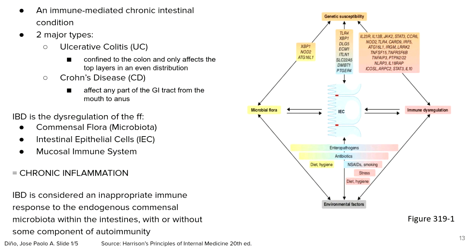Okay, Doc. So inflammatory bowel disease is the dysregulation of the following. There are three factors. If you look at the diagram, the first factor is the microbial flora on the left side of the diagram. These are the commensal flora or the microbiota found in the GI tract. The next factor, in the middle of the diagram, is the intestinal epithelial cells or the IECs. And the third part is the mucosal immune system. The dysregulation of these three will lead to the chronic inflammation that is typically seen in inflammatory bowel disease.